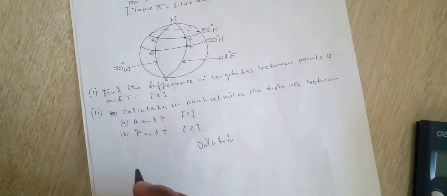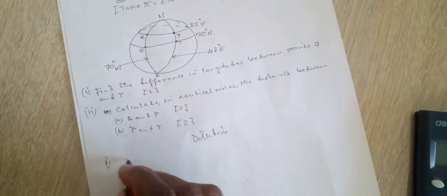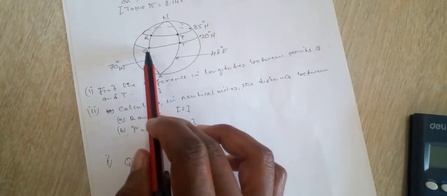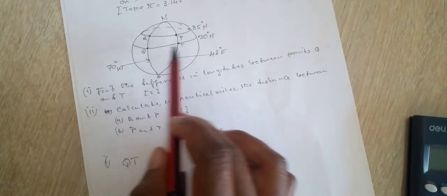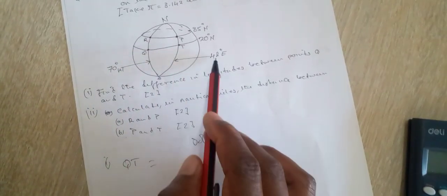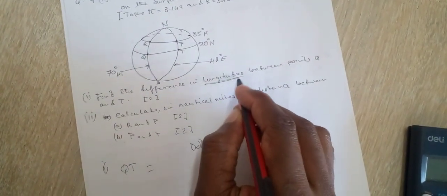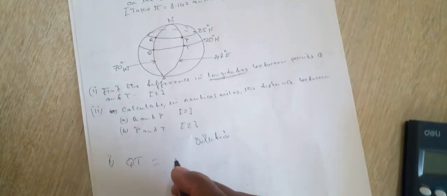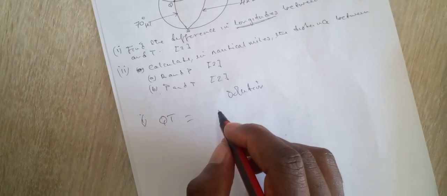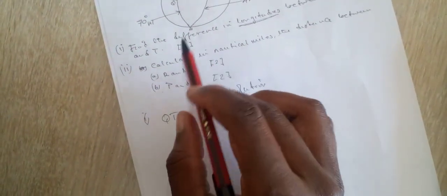So how do I find the difference between QT? Roman numeral 1, I want to find the difference between QT. We can see Q lies on longitude 70 degrees west, and T lies on 42 degrees east. So the difference I'm finding is along the lines of longitude, not latitude. So the concept is the same. If they are in the same hemisphere, then we subtract, but different hemisphere we add.